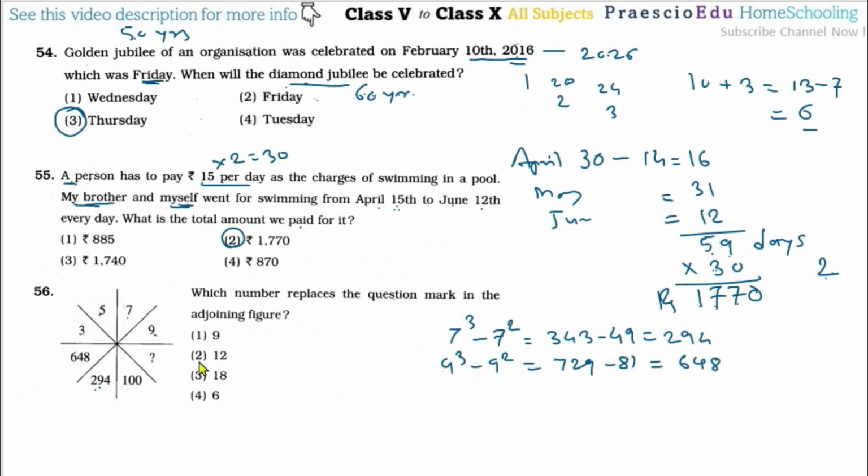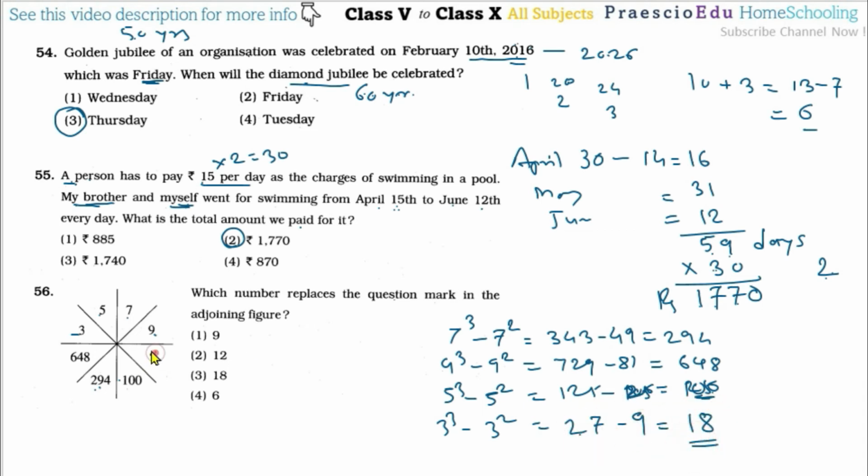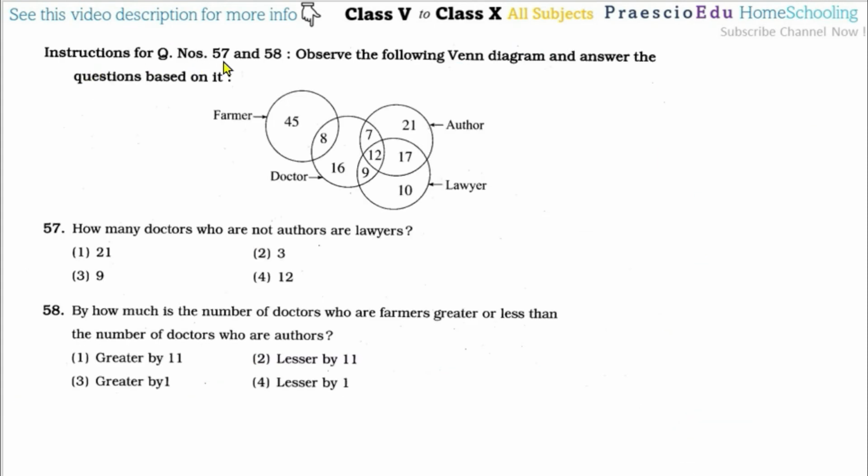And here also 5's cube minus 5's square: 125 is 5's cube minus 25 is 5's square, we get 100, and this 100 is the opposite of this 5. Same for 3's cube minus 3's square: 3's cube is 27 minus 3 squared is 9, so 18 comes. So 18 will replace the question mark, and 18 is given in option number 3. Now the instruction for question number 57 and 58.